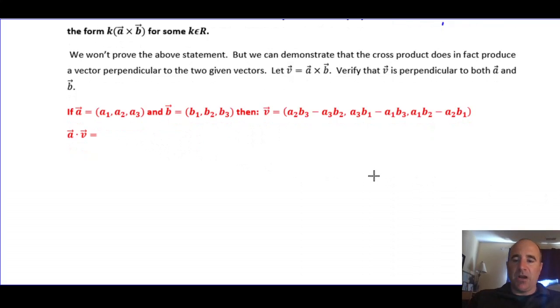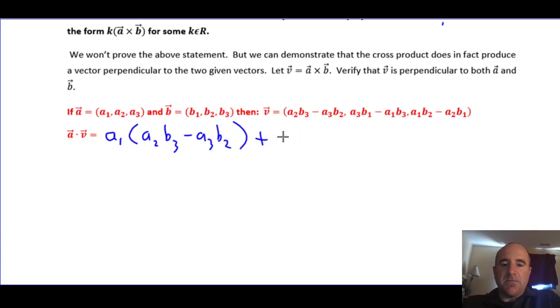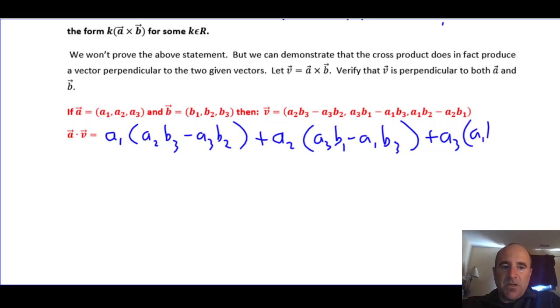So what I would get then is A1 times the first coordinate of V, which is a2 b3, subtract a3 b2, plus I do the same thing with a2 and the second coordinate, a3 b1, subtract a1 b3. And for the last one, a3 times the last coordinate, a1 b2, subtract a2 b1.